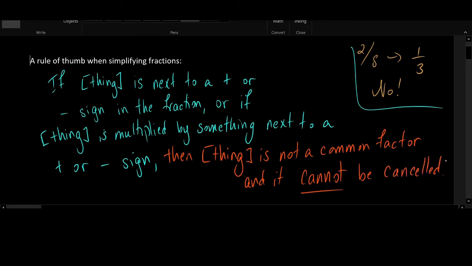So when you are checking to see whether you can cancel something out of a fraction, you are checking to see whether or not that thing is in contact with a plus sign or a minus sign. Now let's do some drilling.